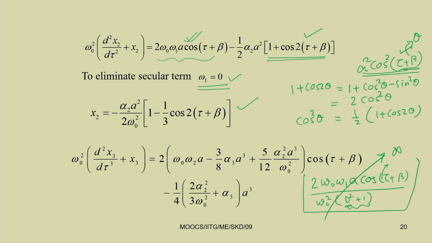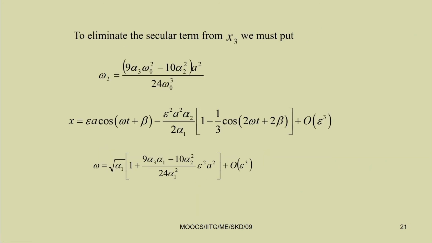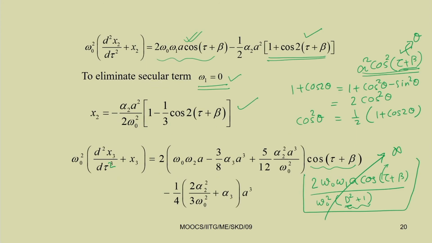that is, in the expression for x3. So, omega 0 square d square x3 by d tau square plus x3 equal to, now you just substitute the other terms. So, you can get this term. The first term, you just see, is the coefficient of cos tau plus beta, and then minus 1 by 4 times 2 alpha 2 square minus 3 omega 0 square alpha 3 into a cube. So, here you just see this will lead to, like in the previous case, this term also leads to the secular term, as the coefficient of tau equal to 1 here.